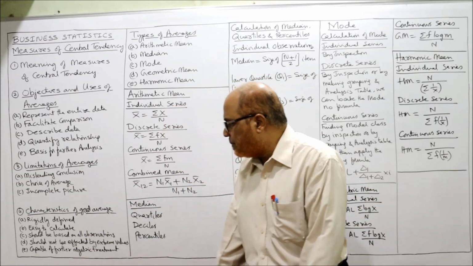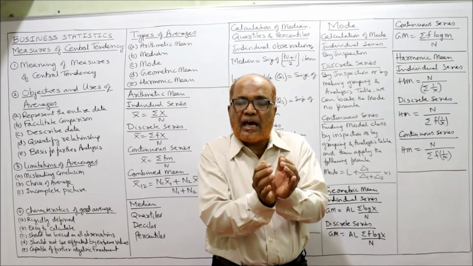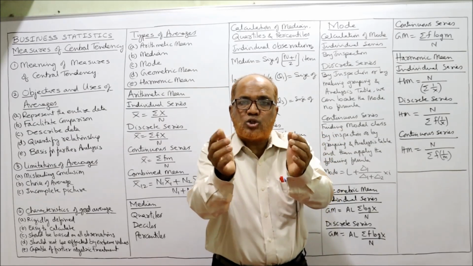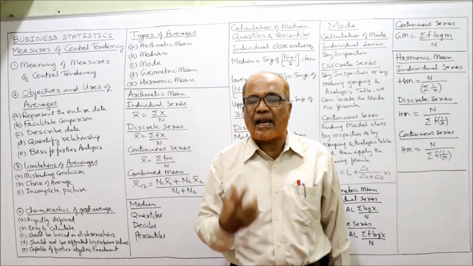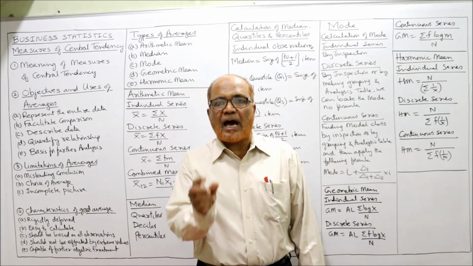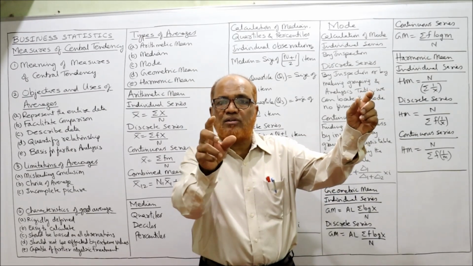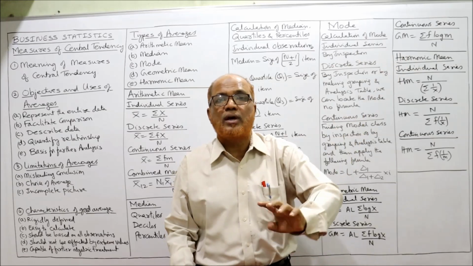Then, it should be based on all observations. Nothing should be left out while calculating the average. Each and every element should be considered. Next, it should not be affected by extreme values. The average should not get affected by the extreme values, meaning the highest value or the lowest value.